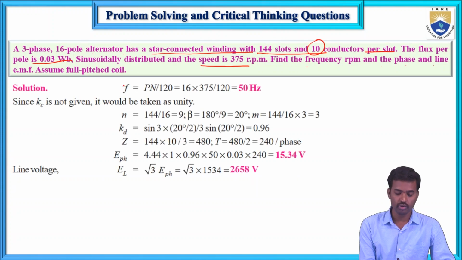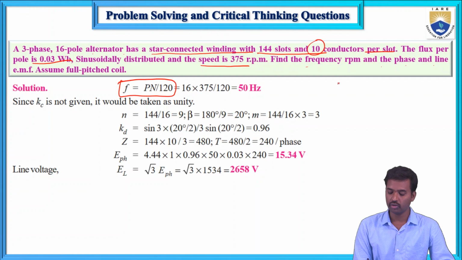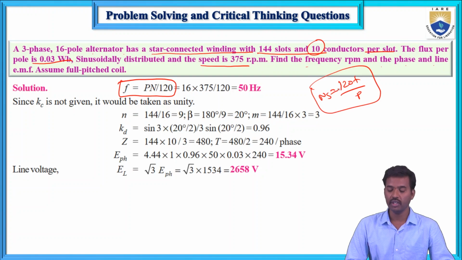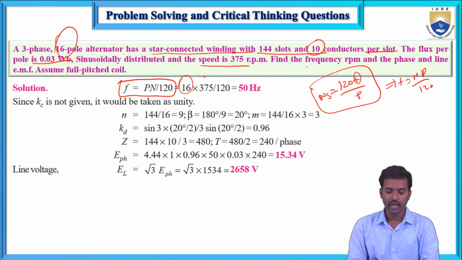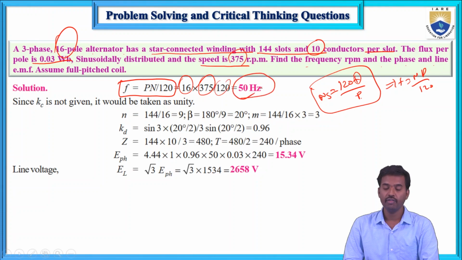Now what is the formula for F? Ns, the synchronous speed, equals 120 F by P. This we know very well. So F equals N into P divided by 120. Here we know the number of poles and the speed 375, and 120. So here the frequency is 50 Hz.